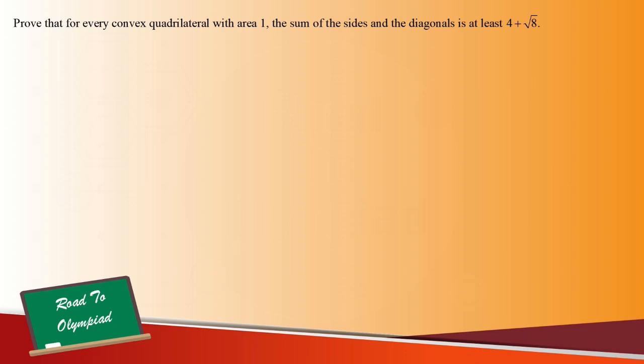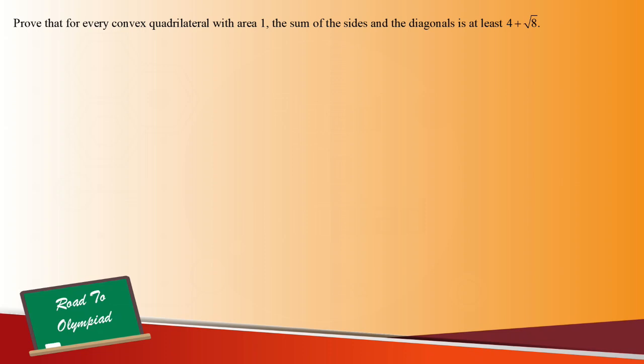Welcome to RTO. Consider the following problem. Prove that for every convex quadrilateral with area 1, the sum of the sides and the diagonals is at least 4 plus square root of 8. A convex quadrilateral is a quadrilateral where all the interior angles are less than 180 degrees.